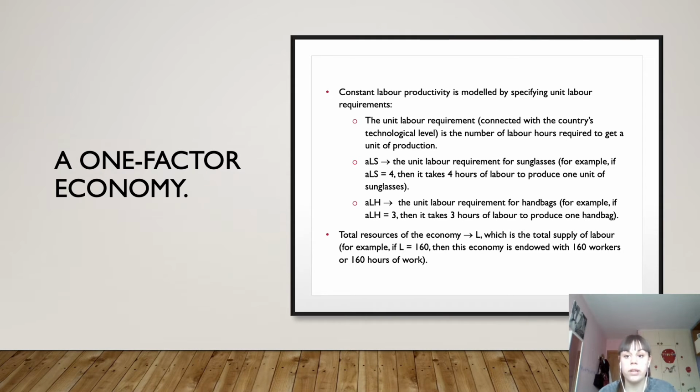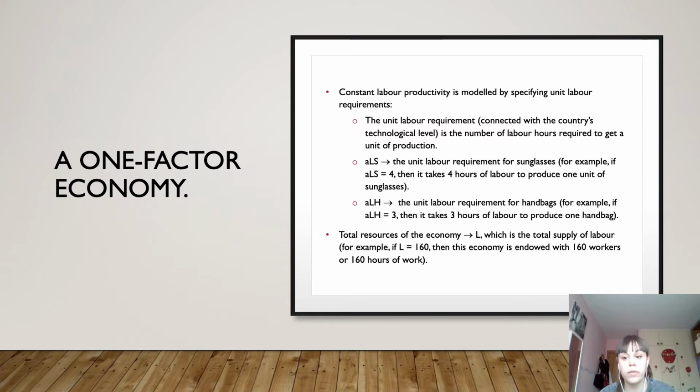So basically the unit labor requirement for sunglasses is, let's imagine that it is 4. This means that we need 4 hours of labor to produce one single unit of this good, sunglasses. On the other hand, if we talk about handbags, let's imagine that the unit labor requirement for handbags is 3. This means that it takes 3 full hours of labor to produce one single unit of handbags.